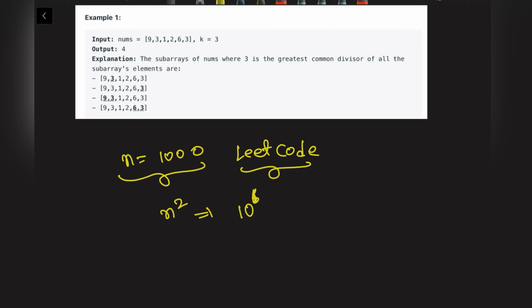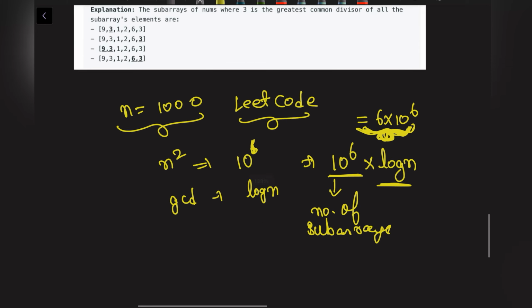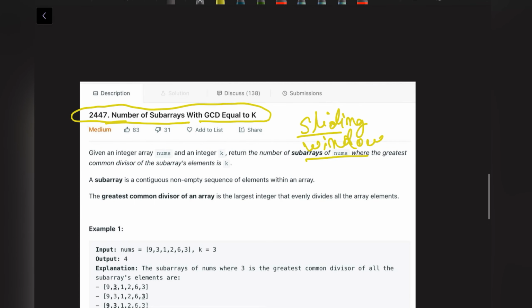And we know the GCD takes log n. We all know that we can find all subarrays in n squared, and if you find the GCD of all subarrays, then it will take n squared log n. That could be around 6 into 10 to the power 6, which is within the time complexity range, so we can handle this and it is allowed. So we don't go to the concept of sliding window. We'll go with brute force here.